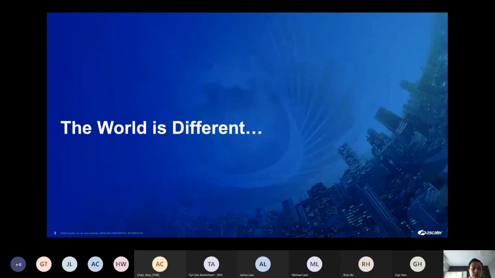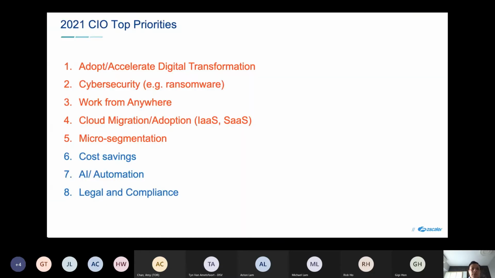So let's talk about what's happening in the world. This is some of the CIO top priorities or initiatives that I have gathered from our internal sources and also some other external sources publicly available. We are seeing a lot of CIOs, no matter from banking, insurance, or even retail and other sectors, having these similar priorities. So the first one is to accelerate or adopt digital transformation.